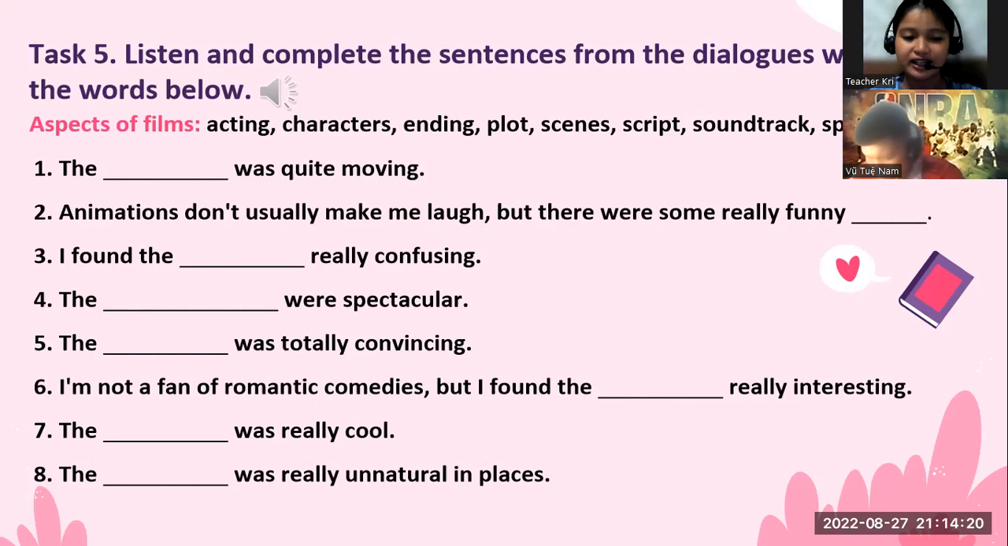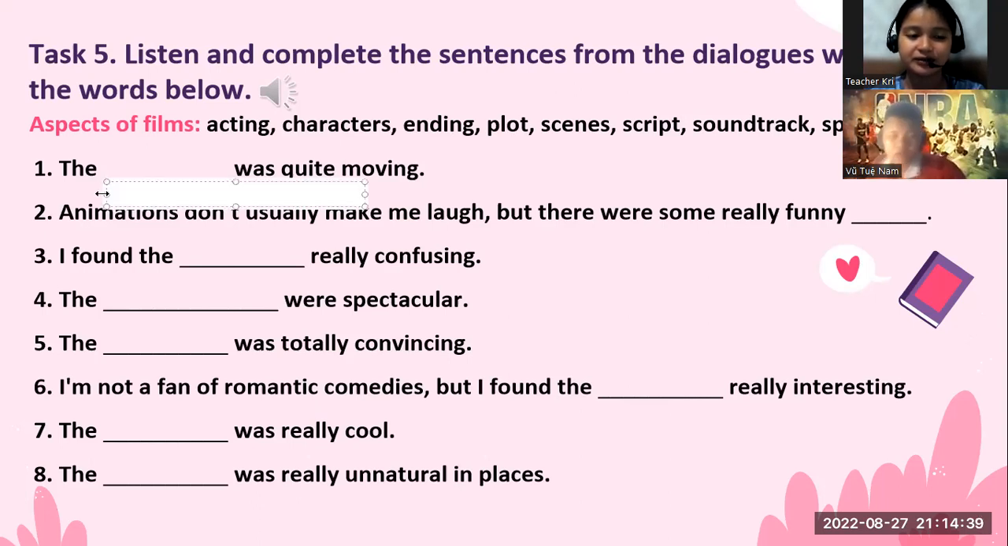Alright, so are you done? Yes, teacher. Okay, now can you write your answers in the blank? No, teacher. Alright, so since you cannot put your answer, now please tell me your answer and I'm going to write it for you. Okay, so let's have number 1.